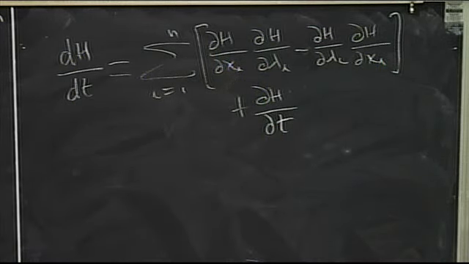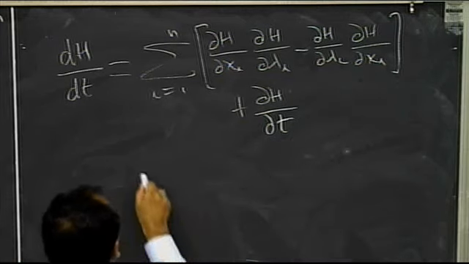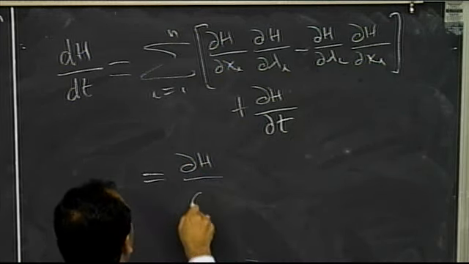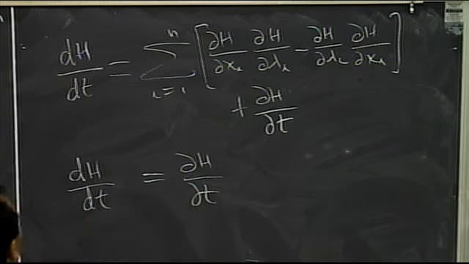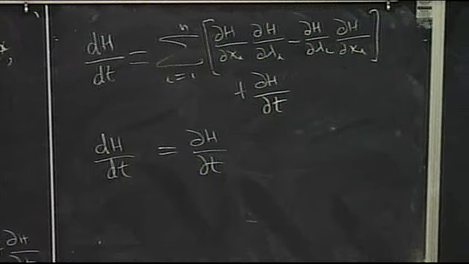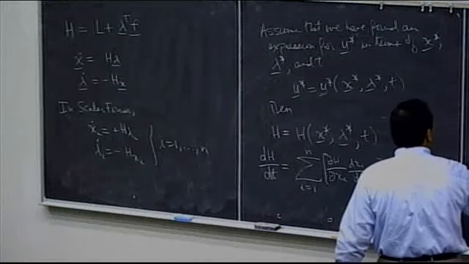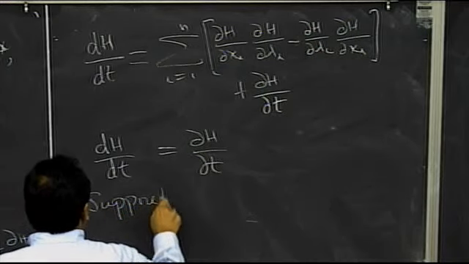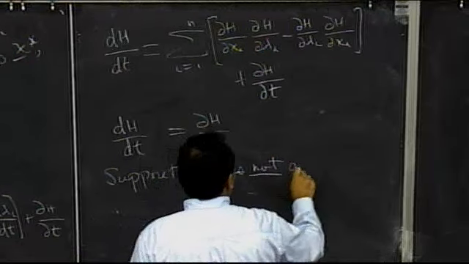So you can see that the first two terms, the whole summation, cancels out, right? Because this is the same as this quantity over here. So this is just equal to the partial of h with respect to t. So it says that the total derivative with respect to time of the Hamiltonian is only the partial with respect to time of the Hamiltonian, which means if the Hamiltonian's not an explicit function of time, so suppose that h is not an explicit function of time.